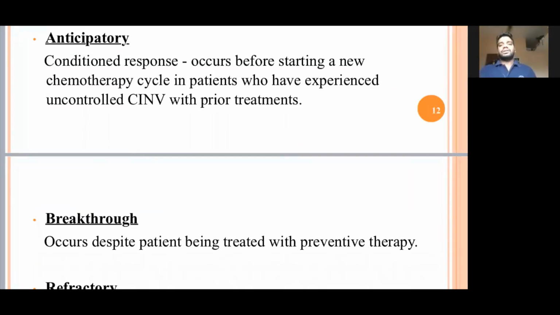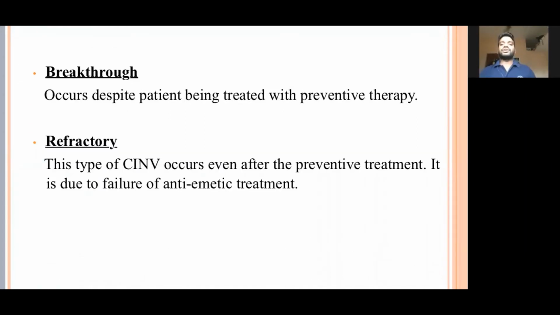Then the fourth one, we have breakthrough chemotherapy-induced nausea and vomiting. Here they will give a preventive therapy to prevent the nausea and vomiting, but despite that, the patient will have nausea. This is breakthrough nausea and vomiting. And the last one is refractory nausea and vomiting. These are very closely related, but there is a distinct difference. You can figure it out.